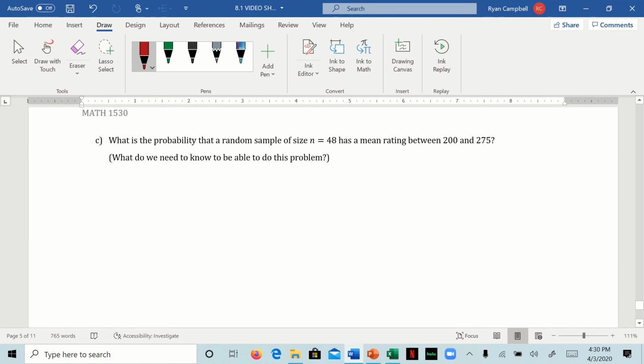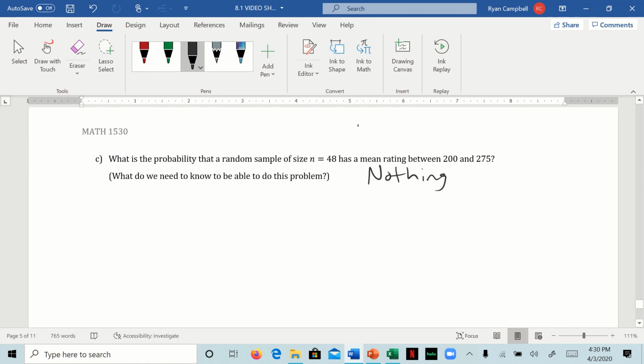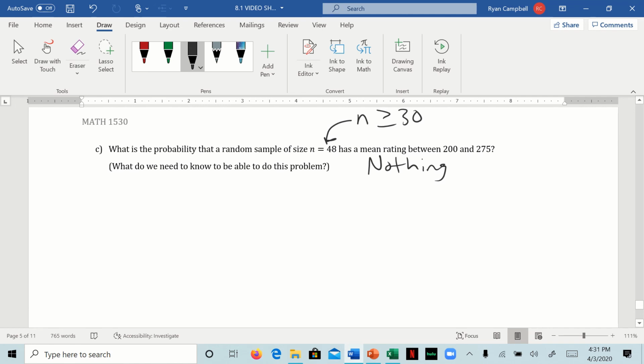Last part, and we're done. If we have a random sample of size 48, what's the probability that the mean rating is between 200 and 225? What do we need to know to be able to do this problem? Actually, this time, we don't need to know anything. We can do this problem because remember, we said we can do it if n is greater than or equal to 30. It is, so we're good. We don't have to assume anything. We can just go ahead and do it.